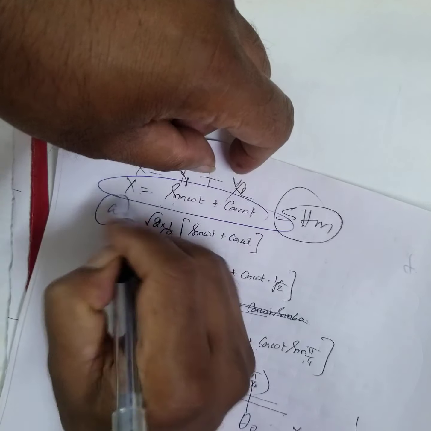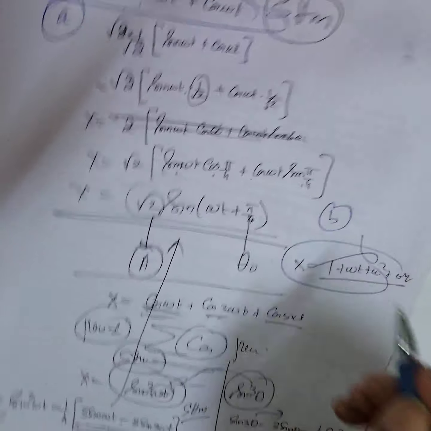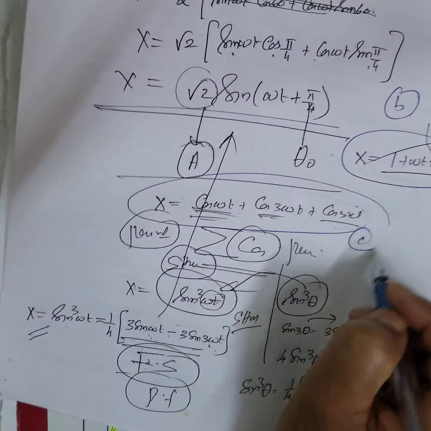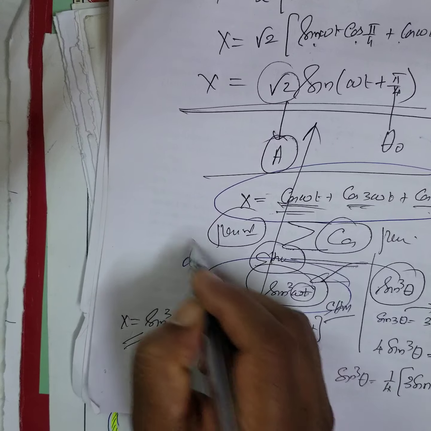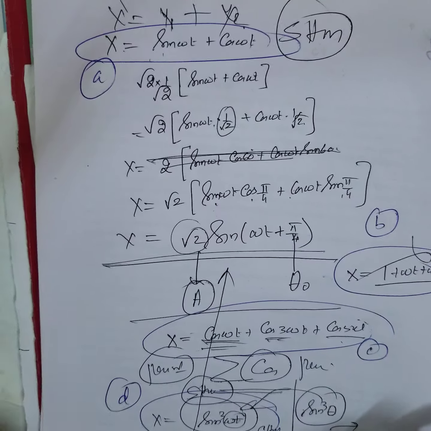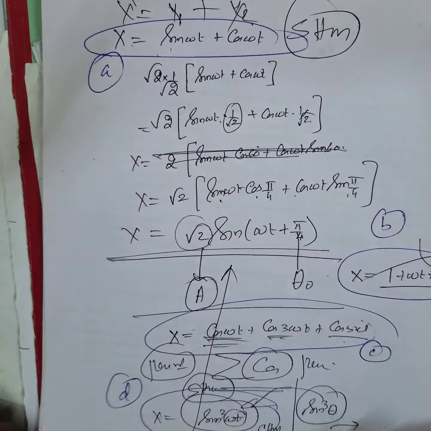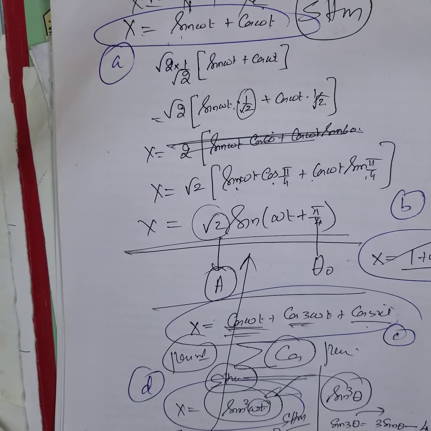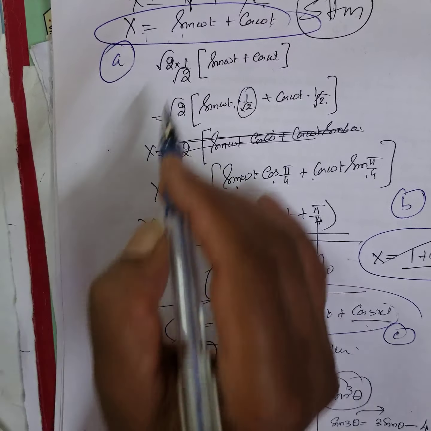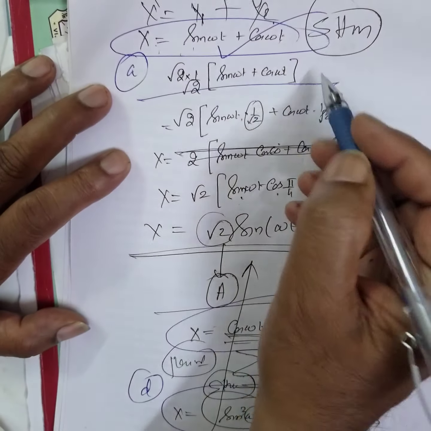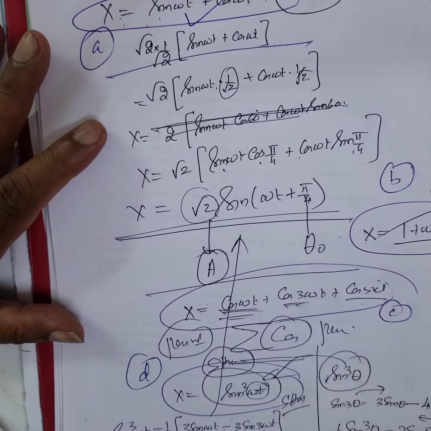This is A, B, C and D. Out of these choices, which is the periodic function, they have asked. Now each one you have to work out. When you work out each one, after working it out, you can easily find out which is a periodic function. Okay?